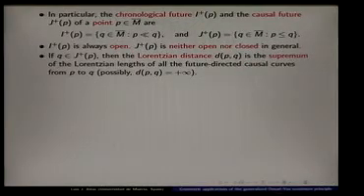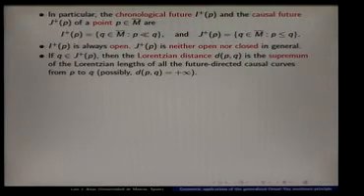And now we are ready to define the Lorentzian distance. When you are in a Lorentzian ambient space, you cannot define the Lorentzian distance as the infimum of the length, because that is always 0. So in this case, we first fix a point P. Then if we take a point Q which is in the causal future of P, we may define the Lorentzian distance as the supremum of the Lorentzian lengths of all the future-directed causal curves going from P to Q. This is possibly infinity.